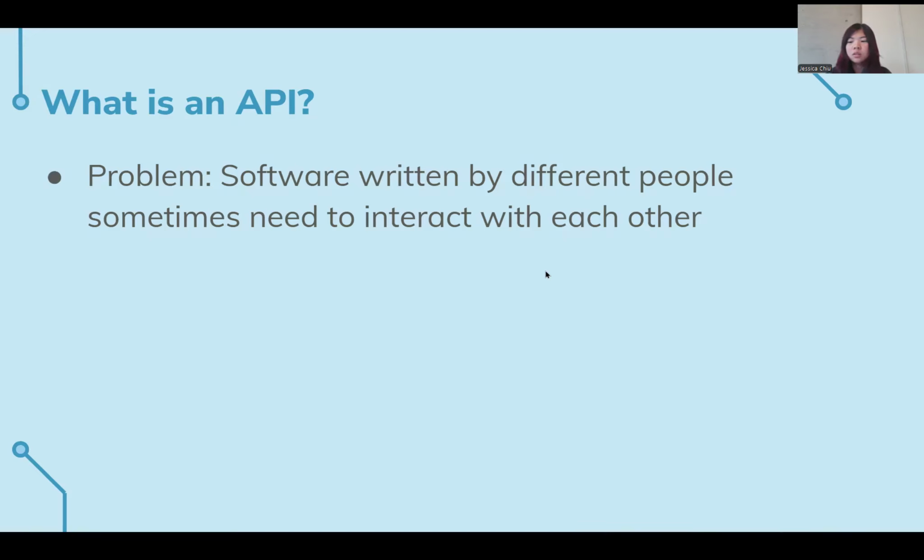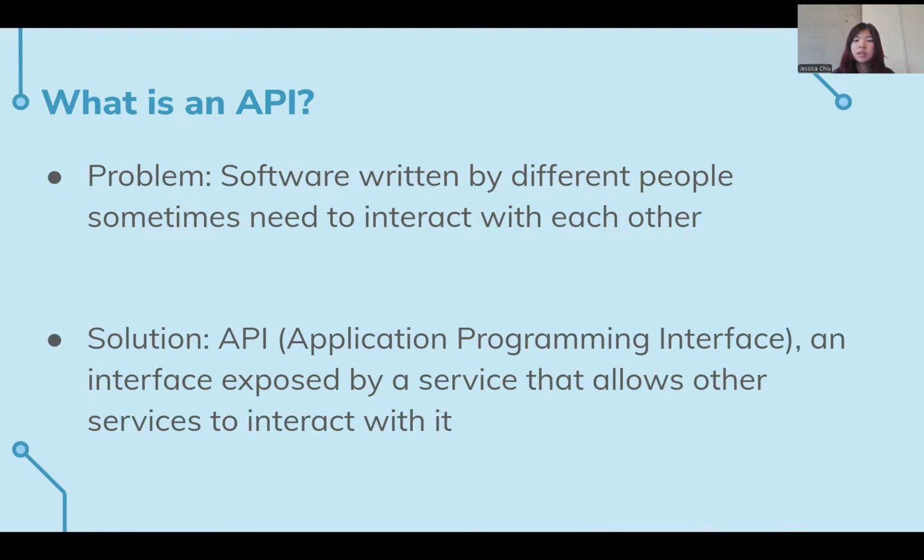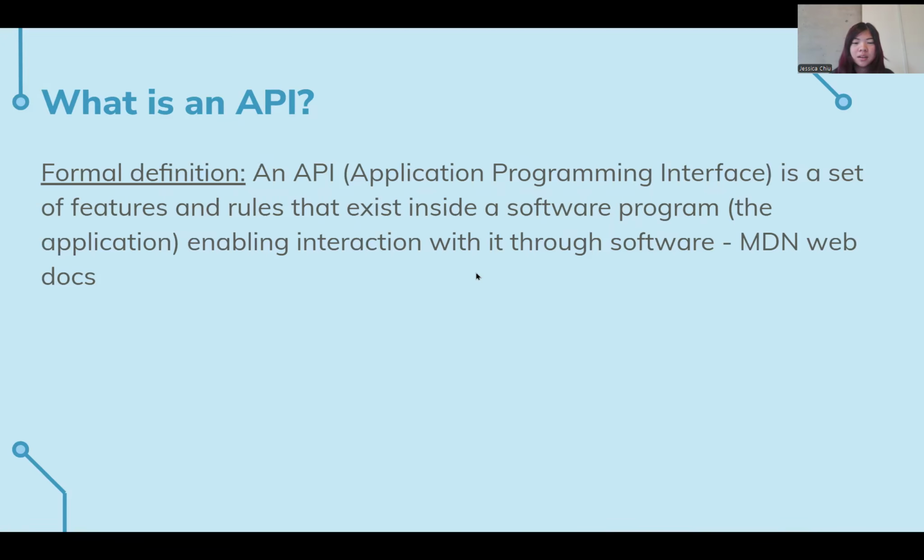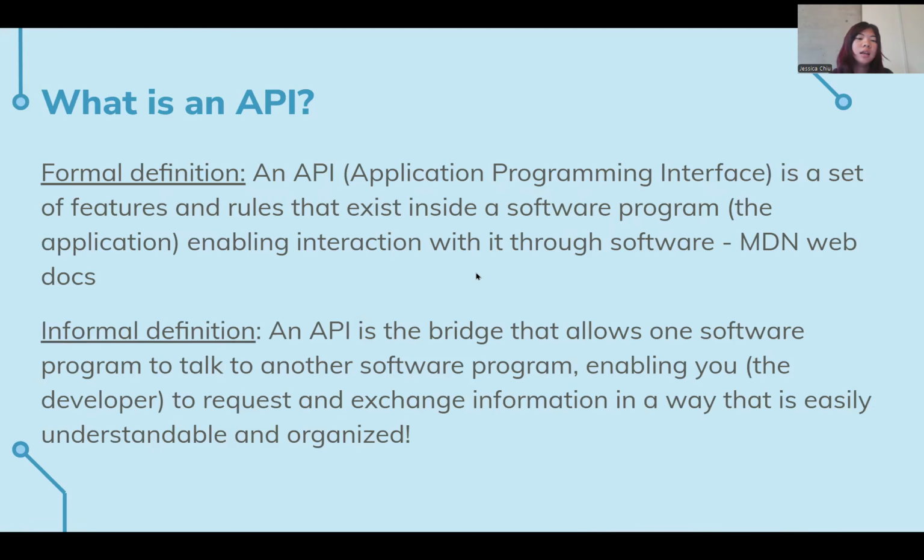Okay, so the main problem that APIs solve is that software written by different people sometimes needs to interact with each other. And the solution, like I said, are APIs, which are interfaces exposed by a service that allows other services to interact with it. Okay. So we have a formal definition and then an informal definition. I think remember whichever one makes the most sense to you. It's not something you have to know word for word, but it just helps you better understand it.